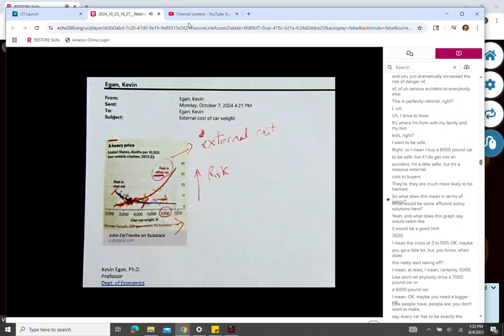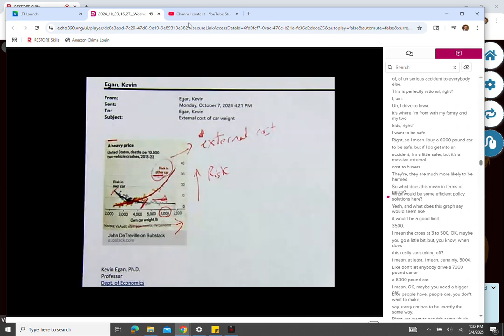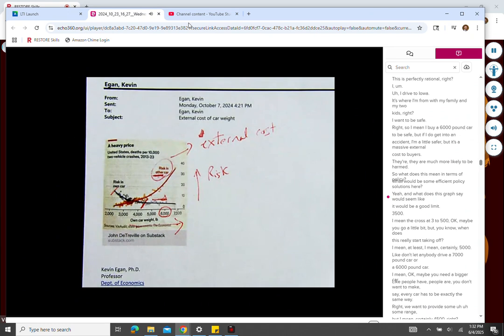So what does this mean in terms of policy? What would be some efficient policy solutions here? Yeah, and what does this graph say would seem like a good limit?